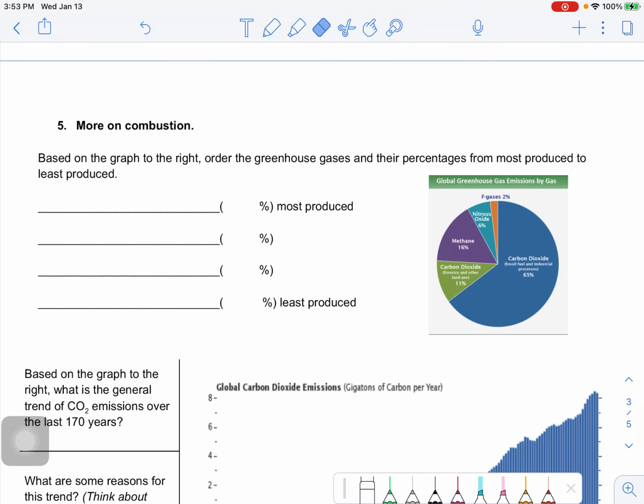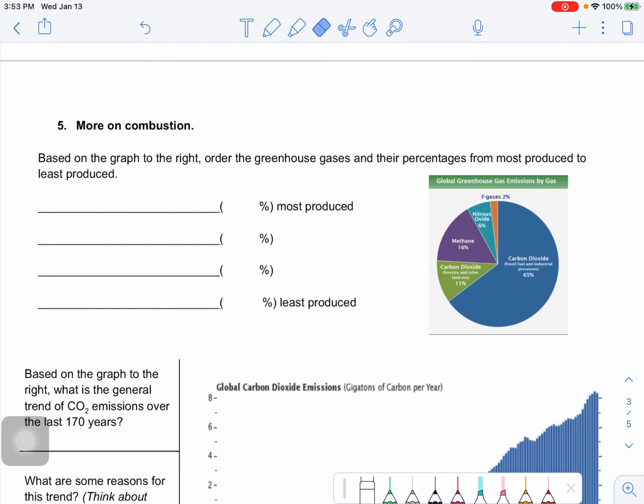So we already looked a little more into deforestation. Let's pick apart combustion a little bit more here. The first thing we've got is a graph on different global greenhouse gas emissions.